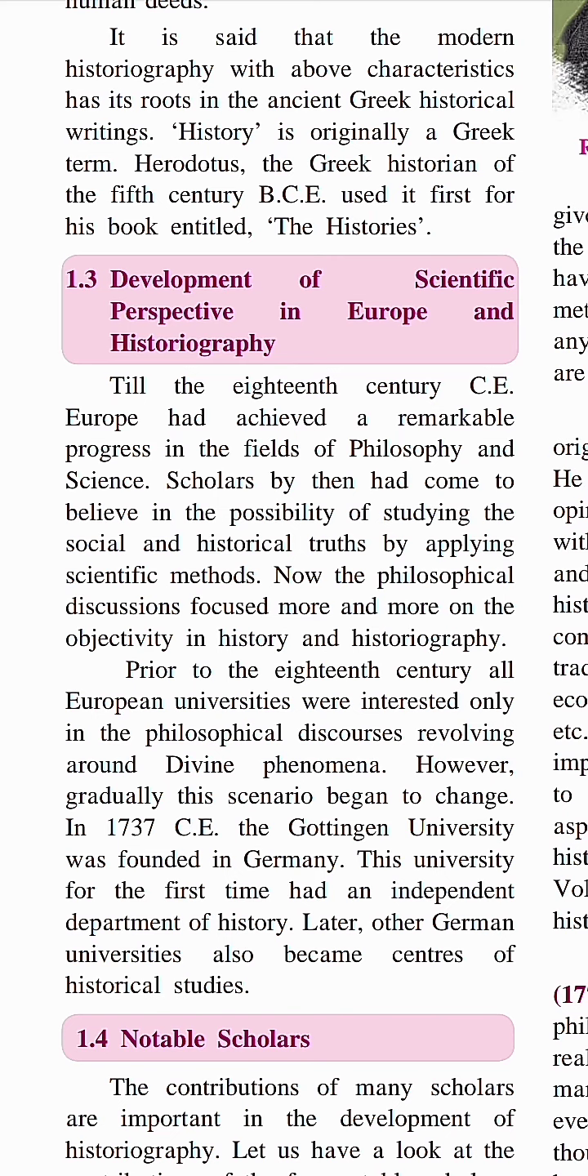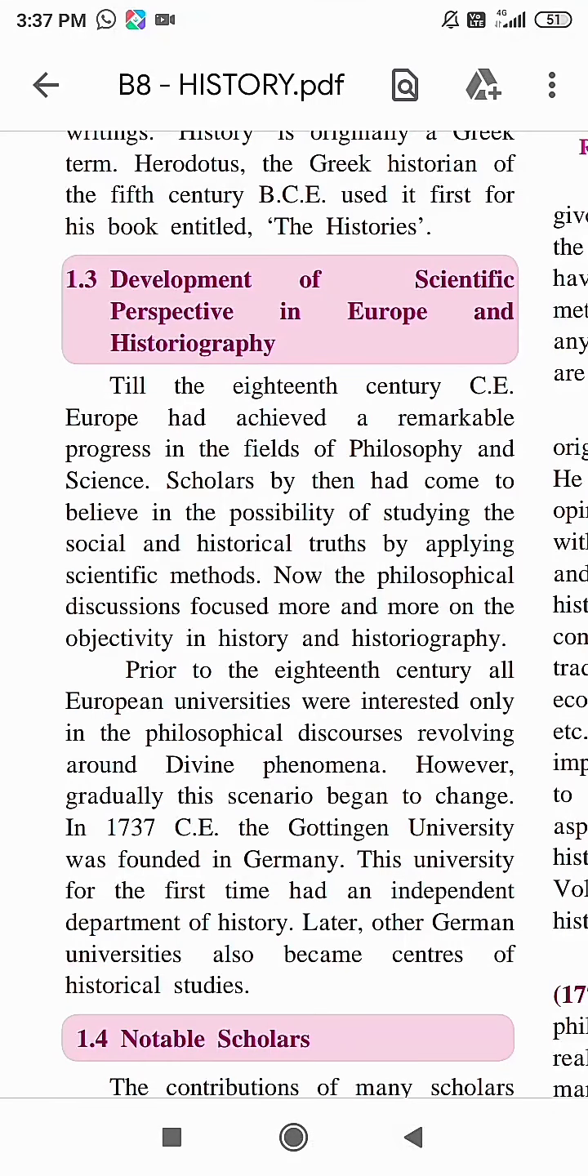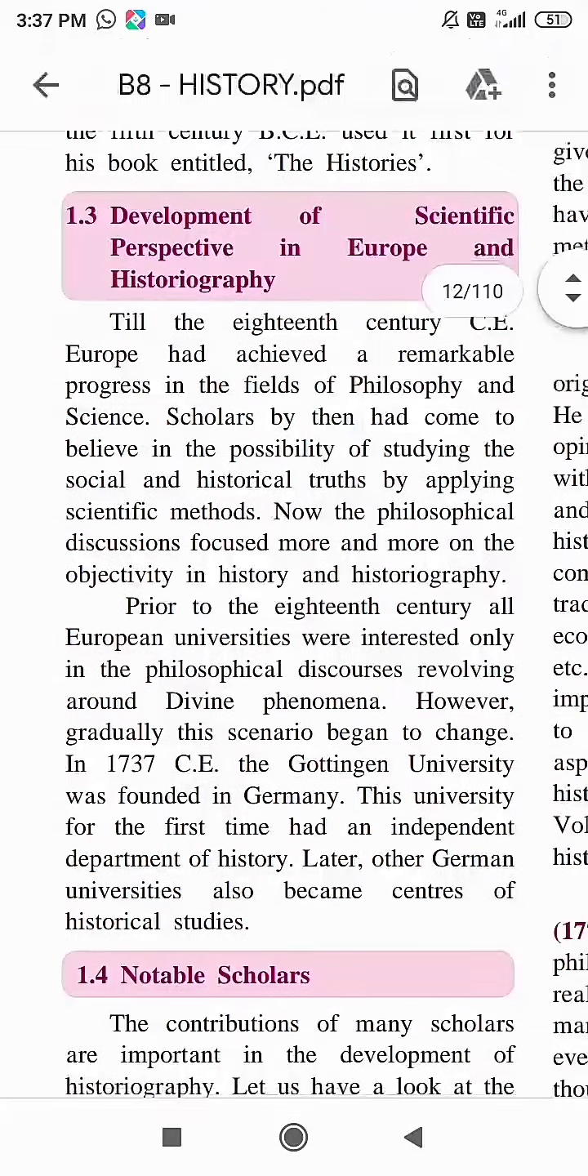Prior to the 18th century, all the European universities were interested only in philosophical discourse revolving around divine phenomena. Now, my dear students, it's very simple. In the 18th century, they believed they could do more research on philosophy and science. They did not believe that they could do historical research in history. However, gradually the scenario began to change.